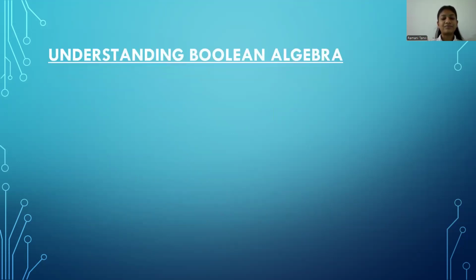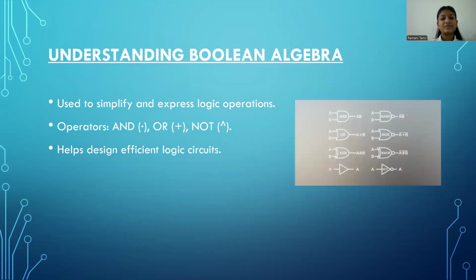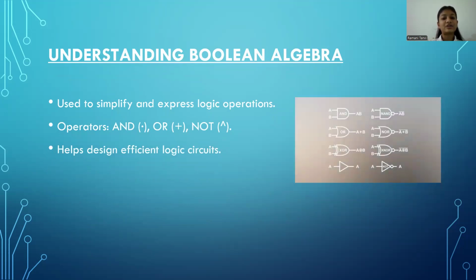Understanding Boolean algebra. Okay, to design this logic circuit, we use something called Boolean algebra. It's a way of writing logic expressions using symbols. Here you can see AND, OR, NOT. These expressions help us describe what we want the circuit to do, and we can simplify them to use fewer gates to make the system more efficient.